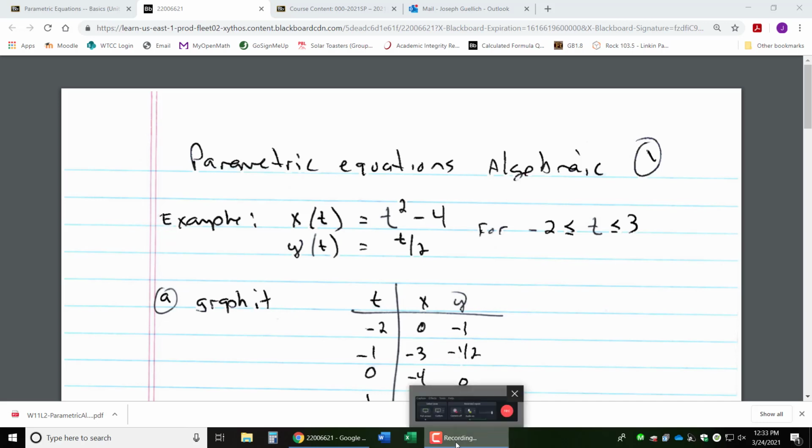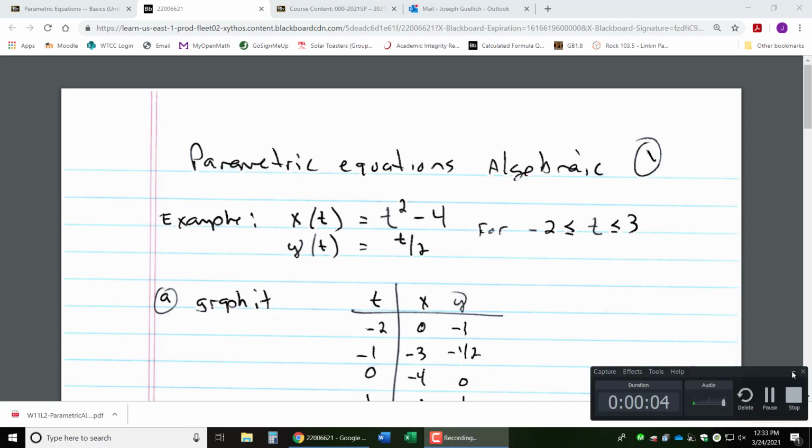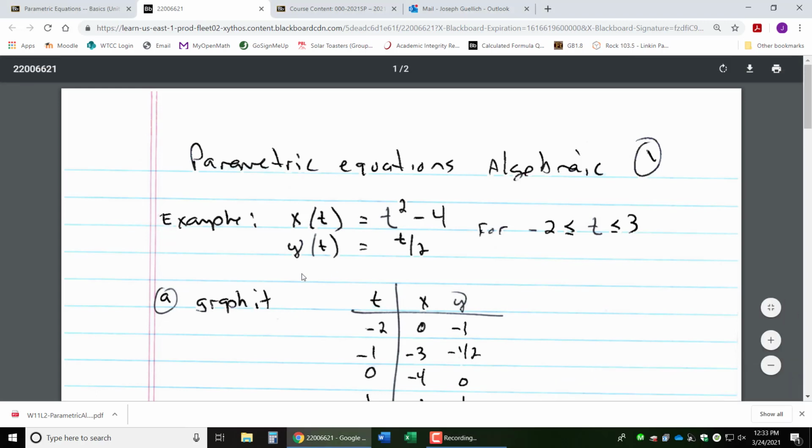Alrighty, so let's look at some parametric equations. What that means is just that our x and our y variables have their own individual equations, and they're both based on the same parameter. Normally we use the letter t for this, and this is just an input variable where x and y are the dependent variables depending on the t.